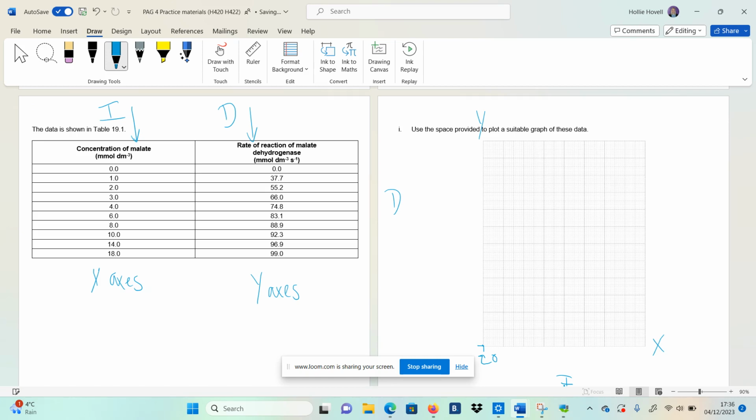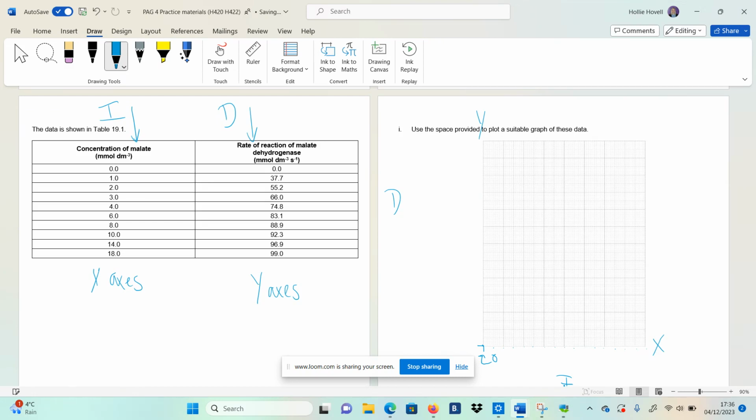So the concentration goes from 0 to 18. On here, if we count the large squares, see if we've got 18. 1, 2, 3, 4, 5, 6, 7, 8, 9, 10, 11, 12, 13, 14, 15, 16. So they've done that on purpose, so that it doesn't fit on the axes, to make you think about scale. It basically makes it a little bit harder. So the easiest thing to do is to halve it.